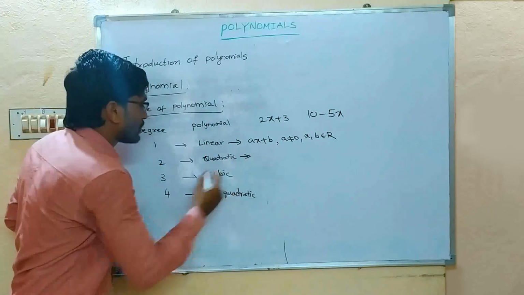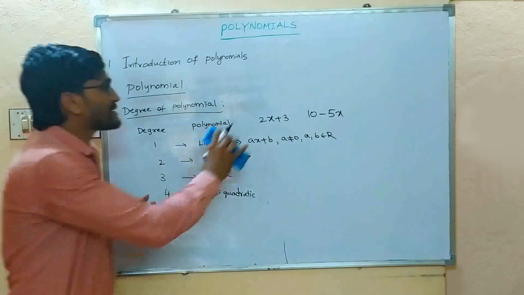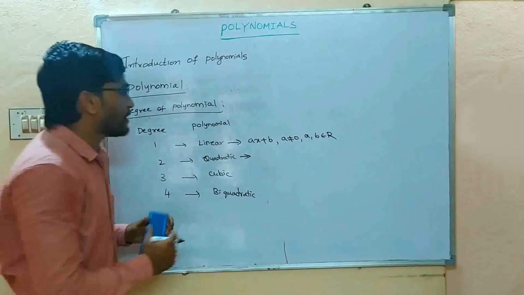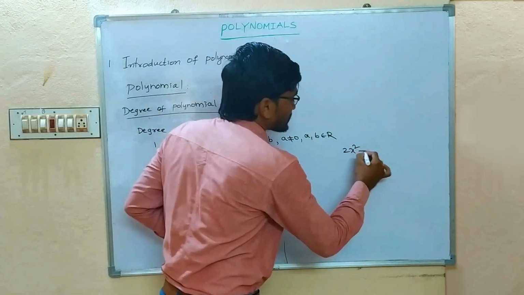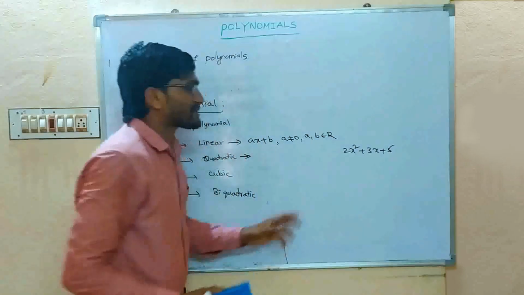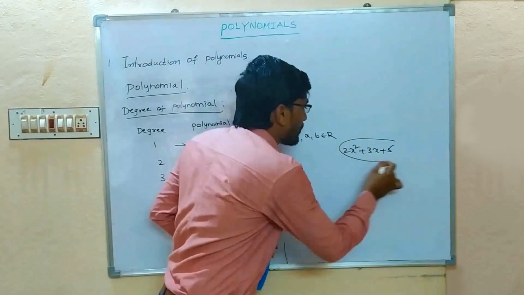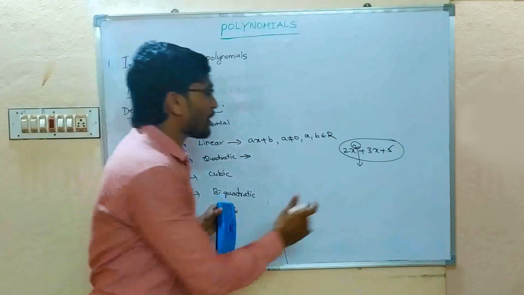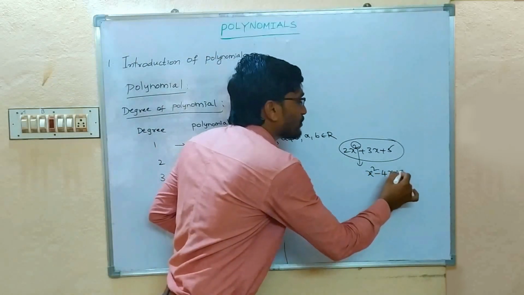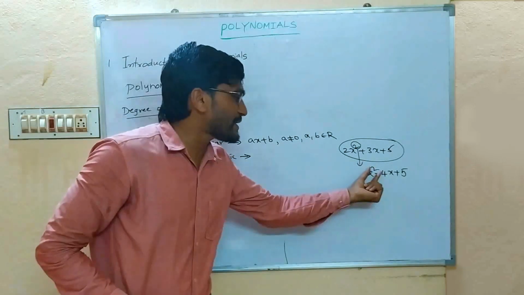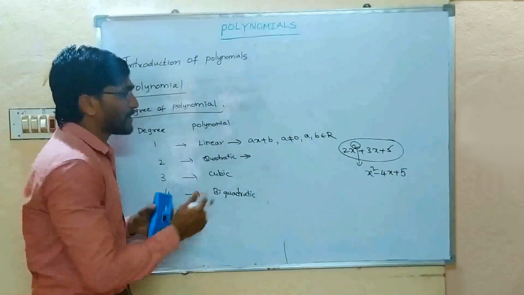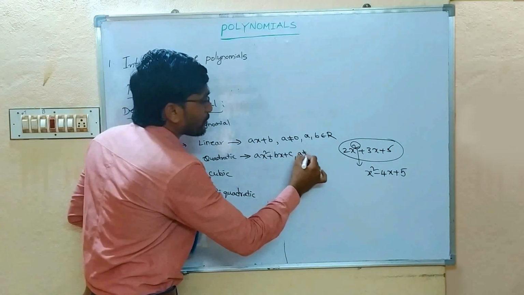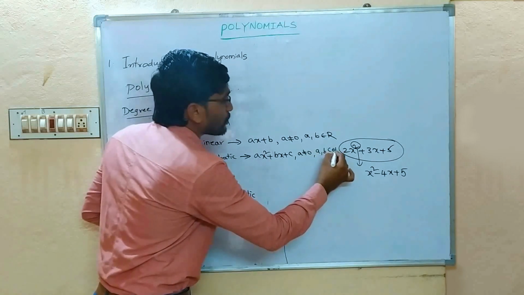Next, if the degree of the polynomial is 2, then it is called a quadratic polynomial. Let me consider one polynomial like this: 2x square plus 3x plus 5. It is a polynomial having degree 2, so it is called a quadratic polynomial. Another: x square minus 4x plus 5. Here the degree is 2, so it is called a quadratic polynomial. The general form of a quadratic polynomial is ax square plus bx plus c, where a is not equal to 0 and a, b, c belong to real numbers.